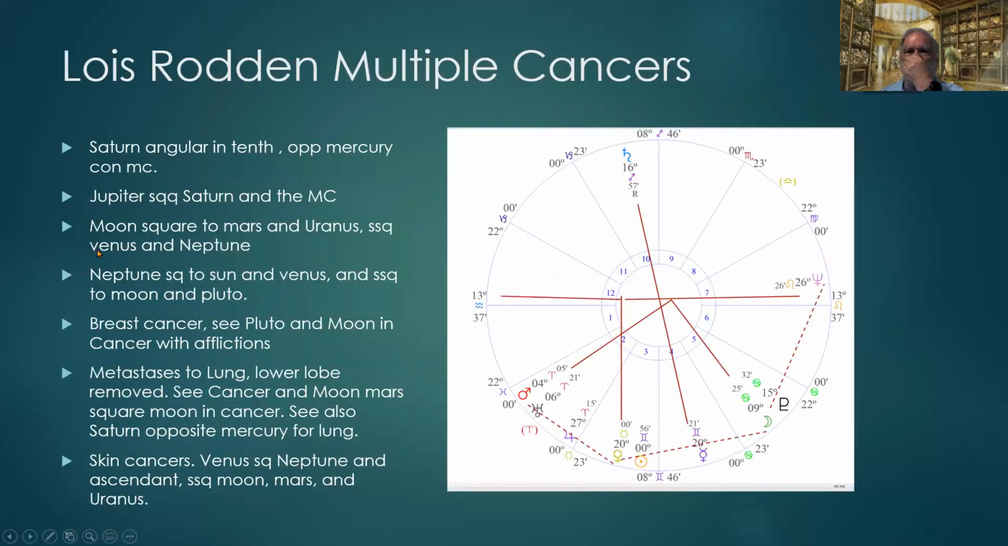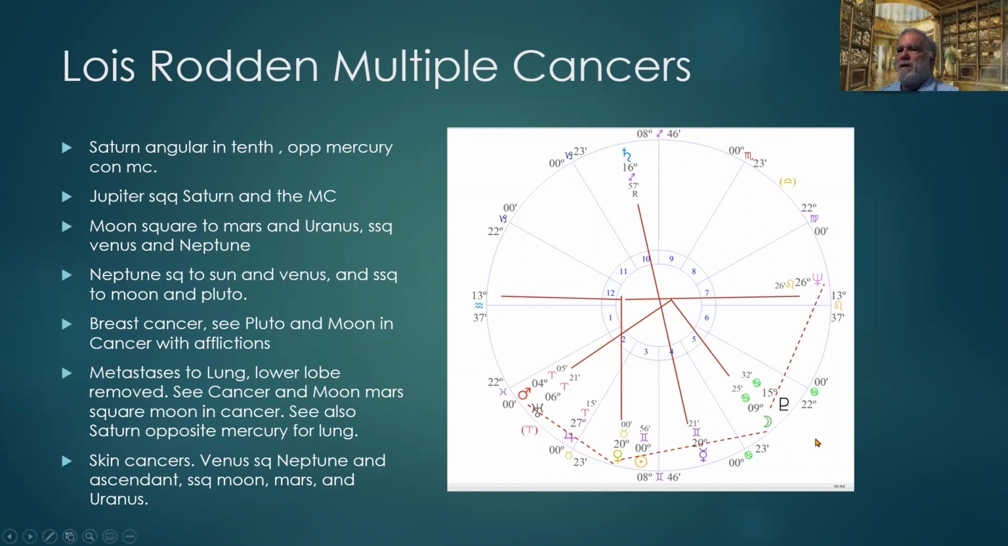So I'm going to close with this. This is Lois Rodden herself of our Astro Data Bank, who did the Rodden ratings on our charts, invented them. And she very generously put her whole medical history up there with her chart. She had multiple cancers, right? She had multiple cancer types.